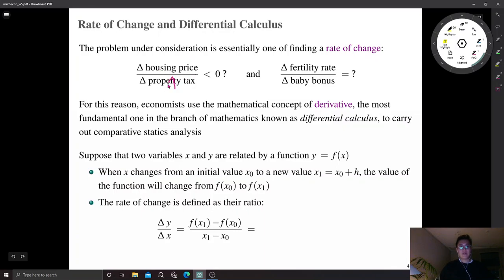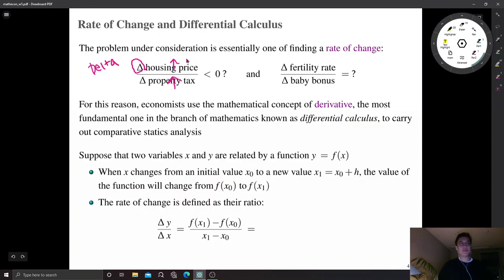So if these two variables move in the same direction, then the rate of change will take a positive value. If they move in the opposite direction, it takes a negative value. So the qualitative question bears on the sign of the rate of change. And by the way, this triangle letter is a Greek letter called delta.